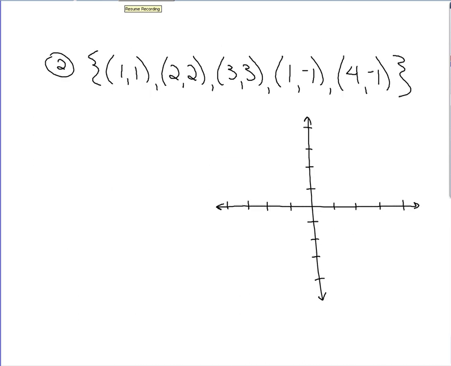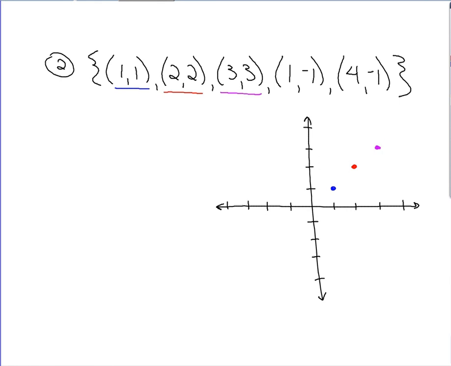We'll plot the points for this relation, starting with 1, 1. X is 1, y is 1. Plot your point. 2, 2. X is 2, y is 2. Plot your point. 3, 3. Out 3, up 3. Got this line forming right now.